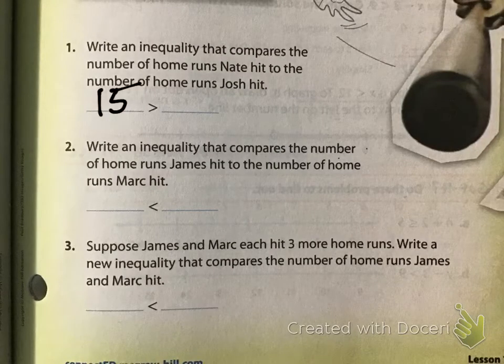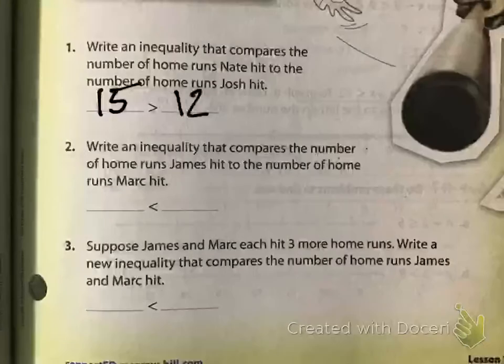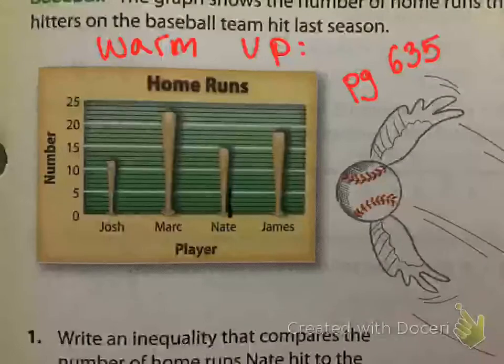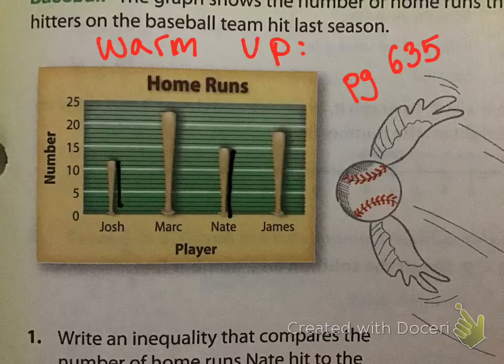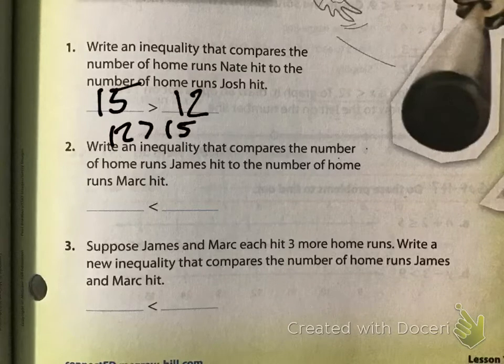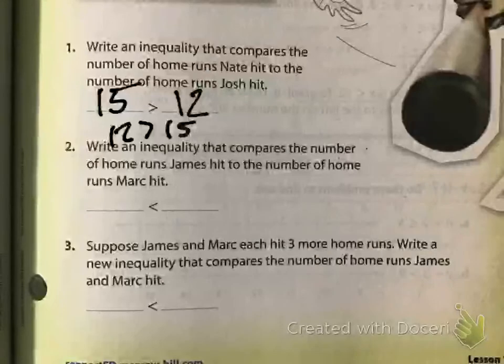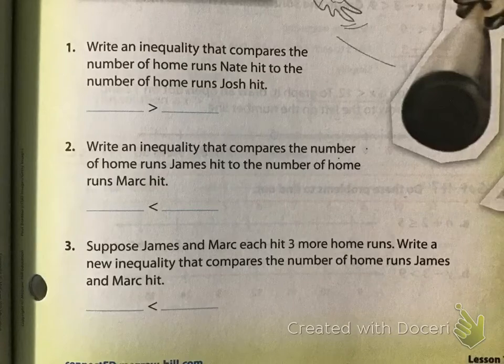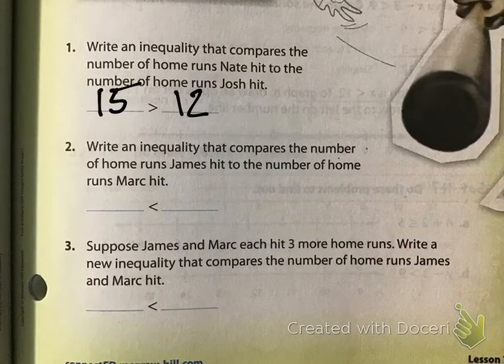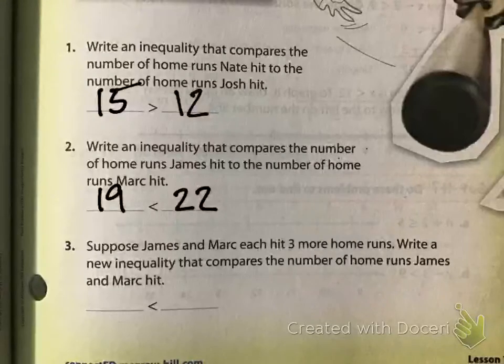15 is greater than 12. Excellent, because we look back and Nate hit 15, but Josh only hit 12. Would it have worked if I said 12 is greater than 15? No. Learn which number is bigger. Next, Anita, write an inequality that compares the number of home runs James hit to the number of home runs Mark hit. What'd you get? Perfect. 19 is less than 22.